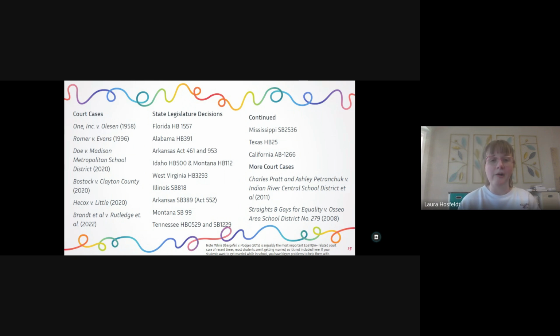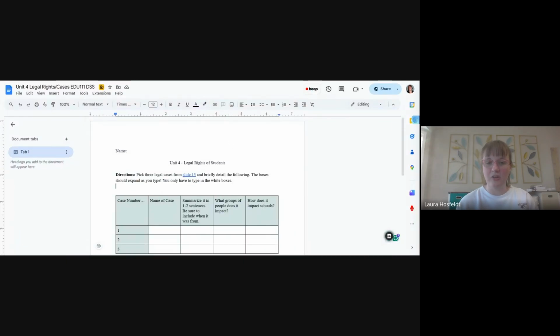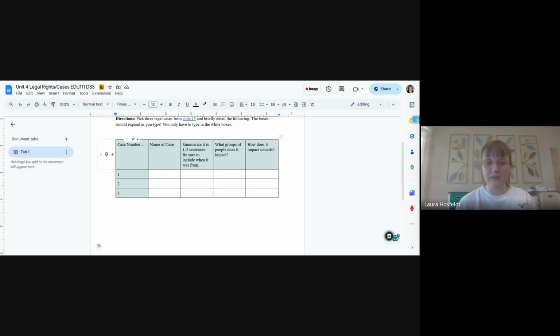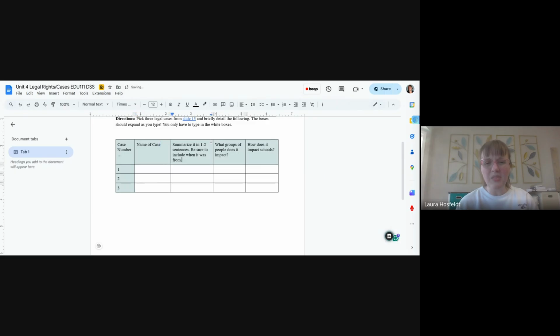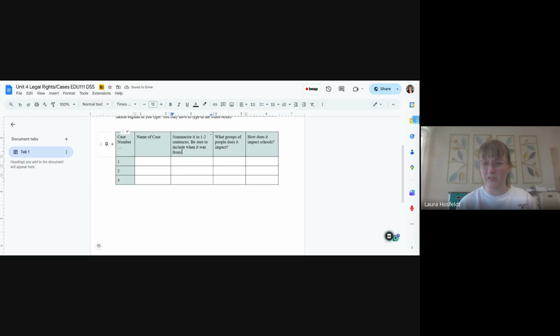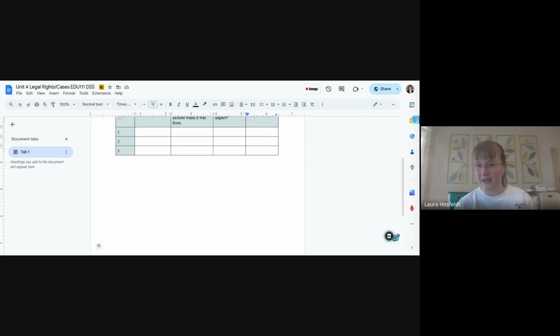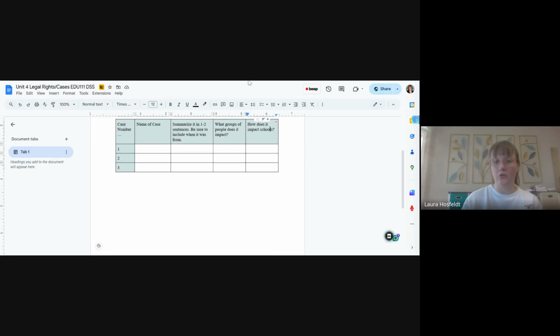So what you will do, I'm going to open the little tab over here, is you have access to this little worksheet right here. You don't have to fill out anything that's in blue. So you're going to tell me what the name of the case is. You'll just copy paste that off the slide. Summarize it in 1 to 2 sentences. Basically, what's the short version of it, if you will. Be sure to include when it was from, what groups of people it impacts, and how it impacts schools, or how it might impact schools for some of the newer situations. It's really straightforward and to the point, guys. It should not take you too long to do this at all.